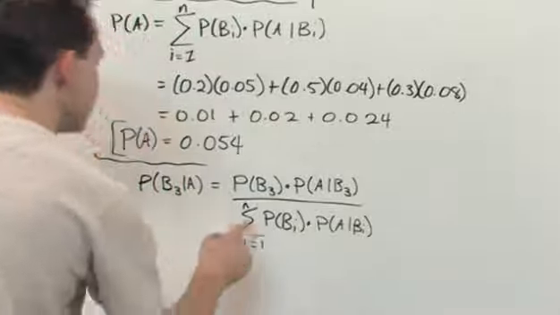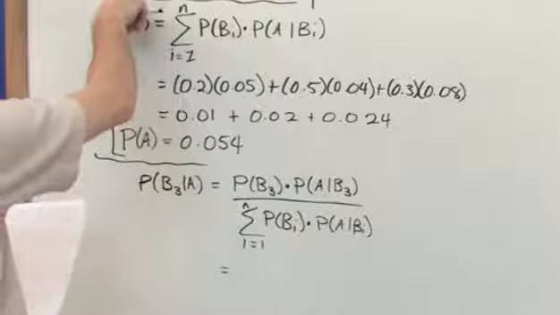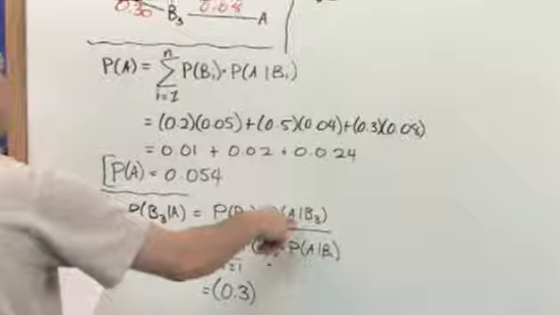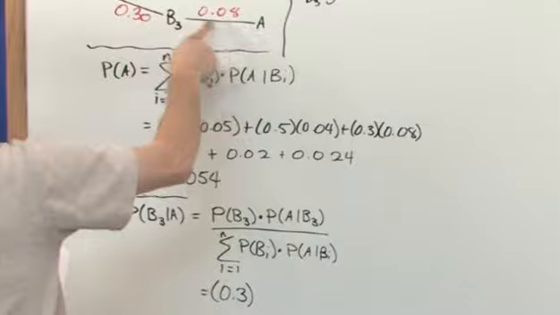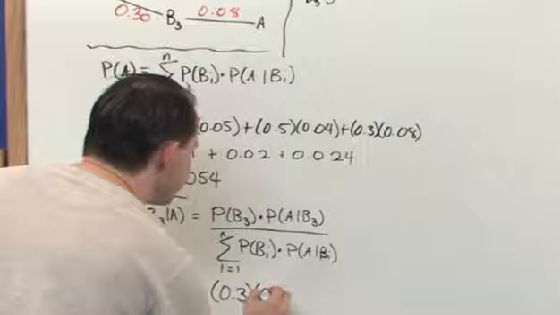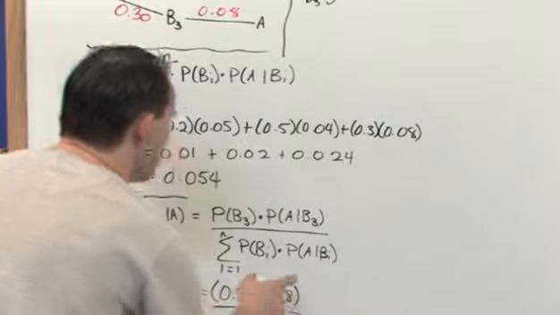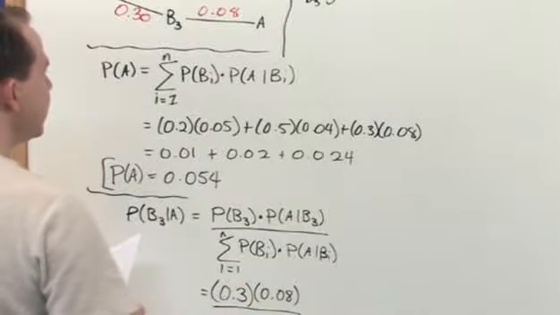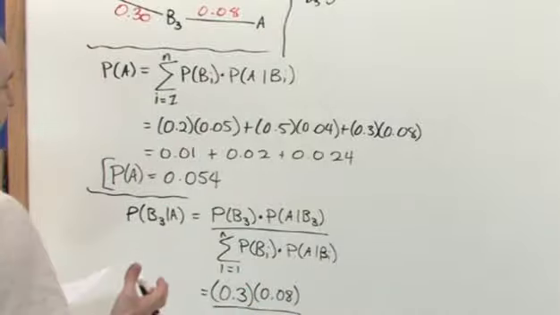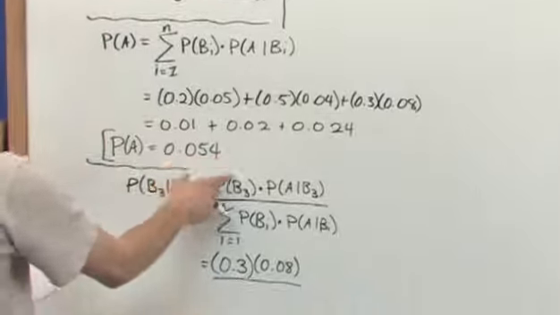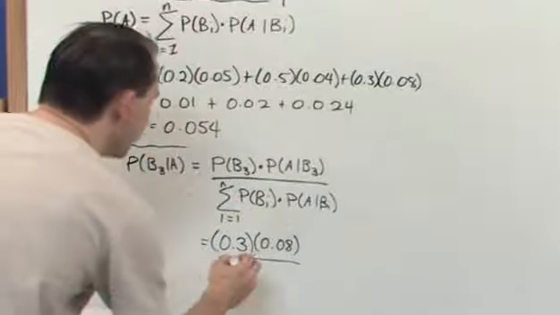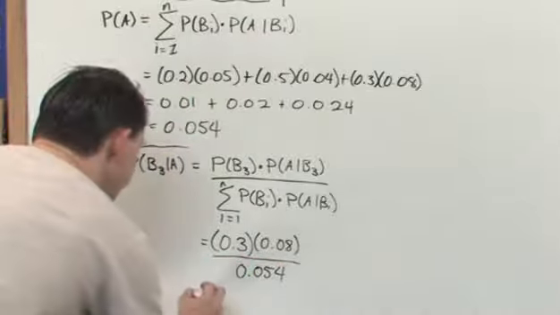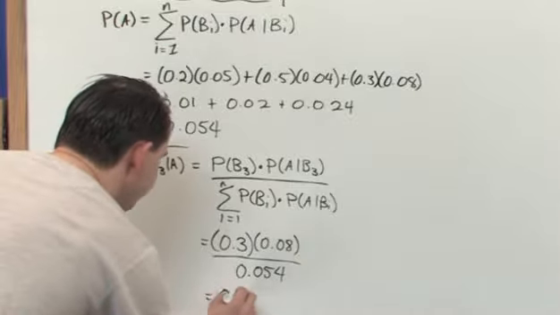So what we have here, the probability that B3 occurred is 0.3. So on the top you have 0.3 times the probability of A given that B3 occurred, 0.08, divided by, and this is the sum among all paths, basically giving us the total probability that the event happened, that the actual bad plumbing happened. We just calculated that right here. So we just put 0.054 right there. And when you do this math, what you will get is 0.44.